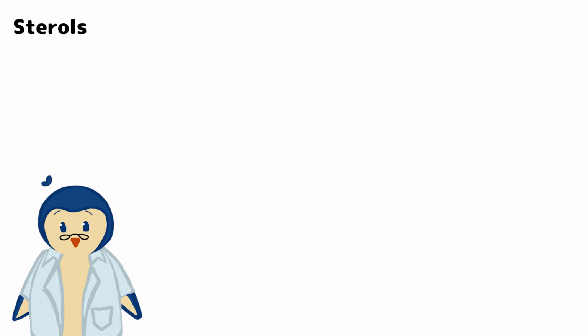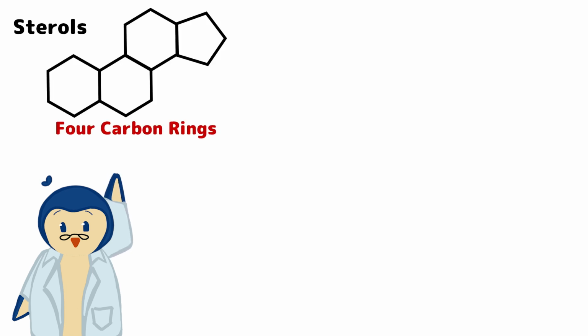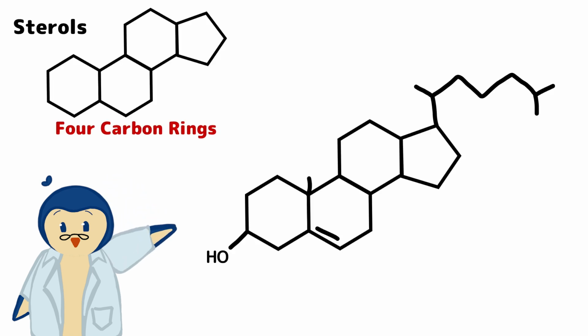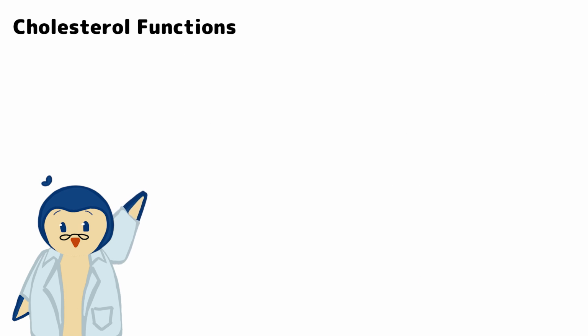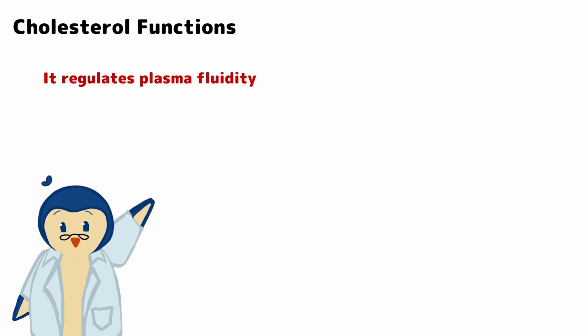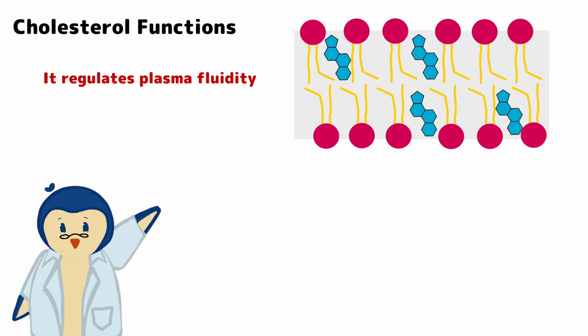And the third major group is called sterols. So sterols are mostly lipid compounds which are made out of 4 carbon rings, and one of the most popular sterols is called cholesterol, which has many different roles in the organism. For example, cholesterol can actually regulate the plasma membrane fluidity by inserting itself into the gaps made by the unsaturated fatty acids, and it can actually make a plasma membrane much more solid at higher temperatures and much more fluid at lower temperatures.